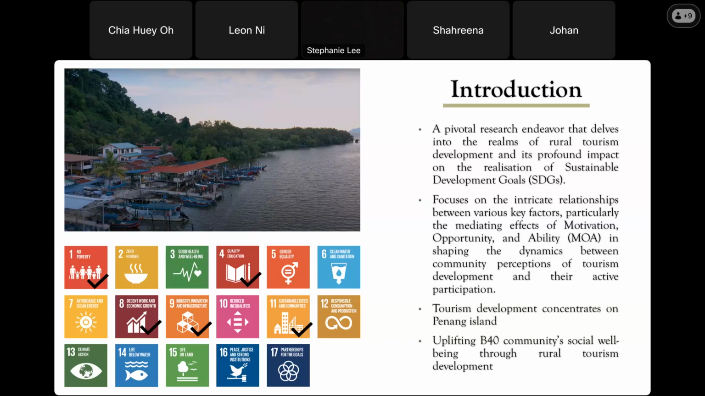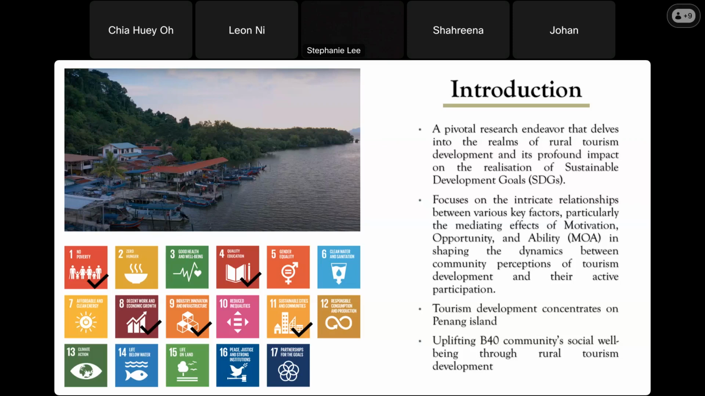Okay, so as you can see on the bottom left, I've shown you the 17 SDGs as proposed by the UN. And in this research, we are trying to achieve 5 out of the 17 SDGs. So first of all, SDG 1 is no poverty. SDG 4 is quality education. SDG 8 is decent work and economic growth. SDG 9, Industry, Innovation and Infrastructure, and lastly, SDG 11, Sustainable Cities and Communities.